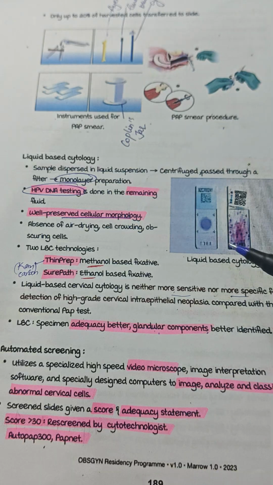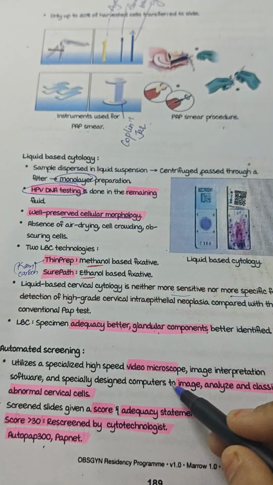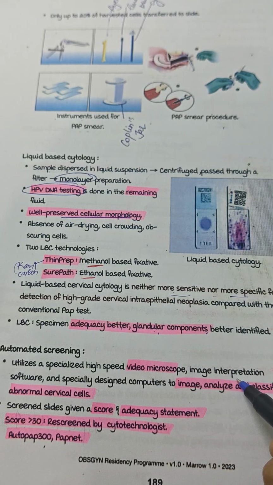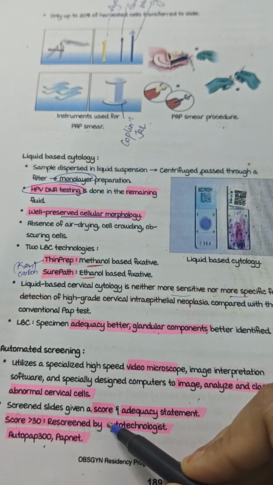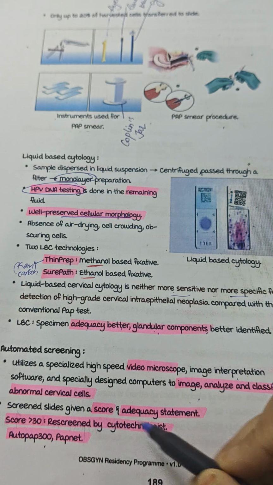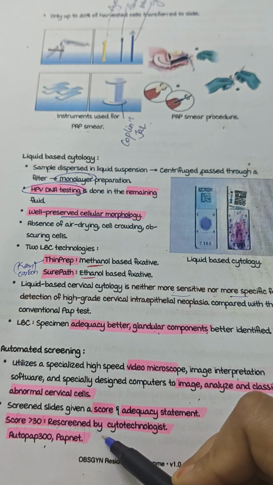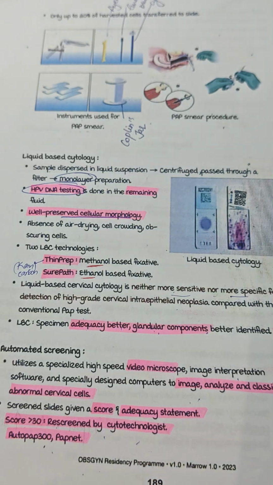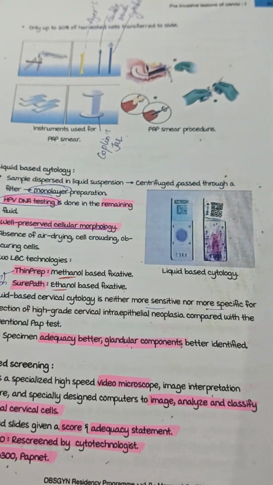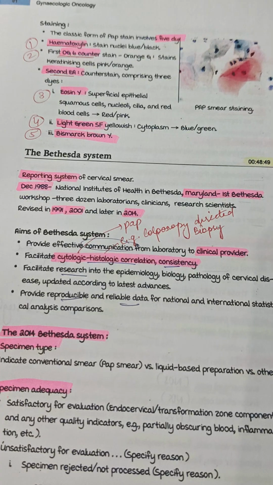Now, what is automated screening? In this, we use video microscope image interpretation software to analyze the images and classify abnormal cervical cells. Screened slides give a score and adequacy statement. If the score is more than 30, then we re-screen it by a cytotechnologist, and AutoPap 300 and PapNet can be used for automated screening methods.